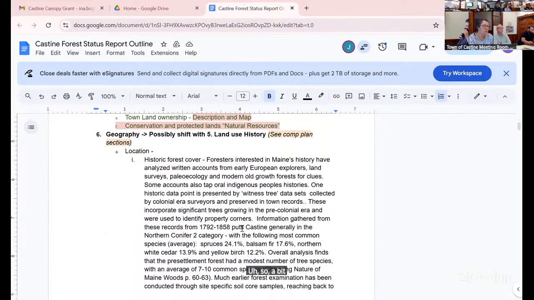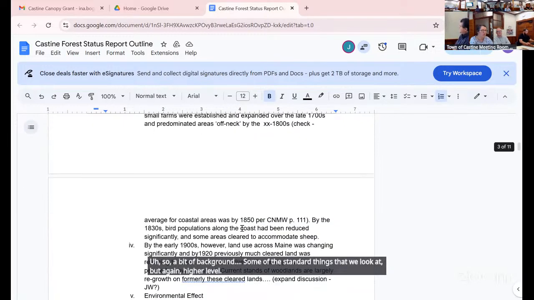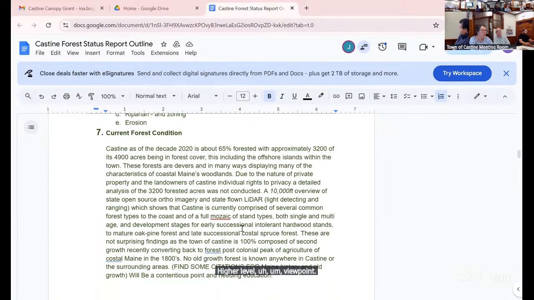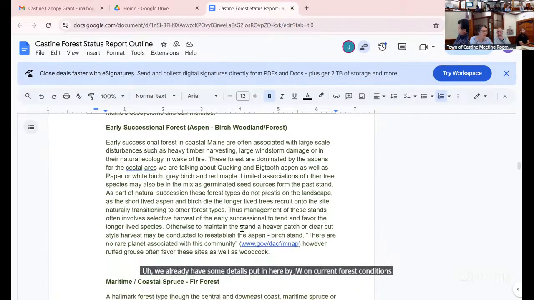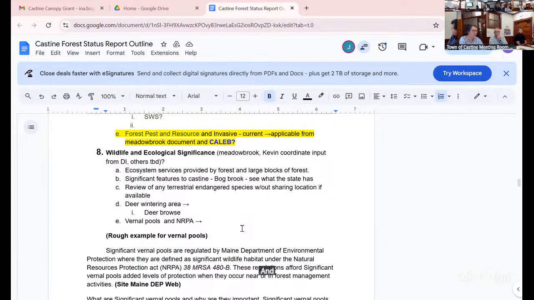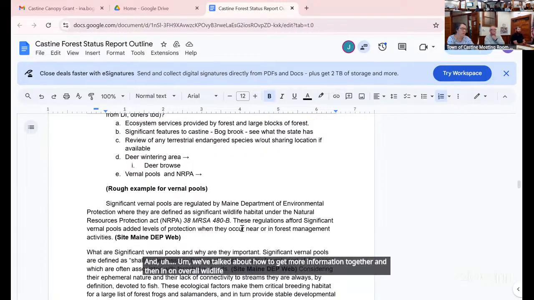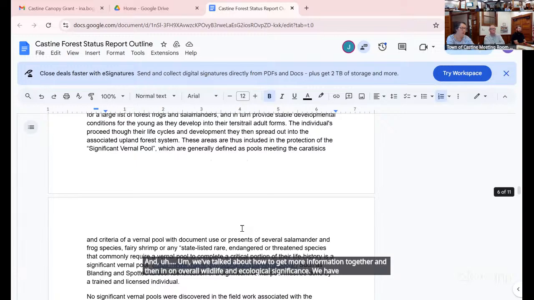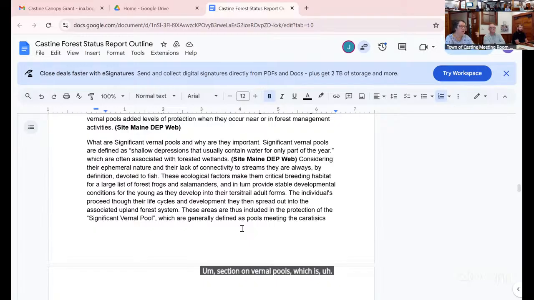So a bit of background, some of the standard things that we look at, but again, a higher level viewpoint. We already have some details put in here by JW on current forest conditions, a little bit about the types of forests that we've got, and we've talked about how to get more information together, and then on overall wildlife and ecological significance. We have a very fleshed out section on vernal pools, which is exemplary of the kind of detail that we'll find in the rest of the report.